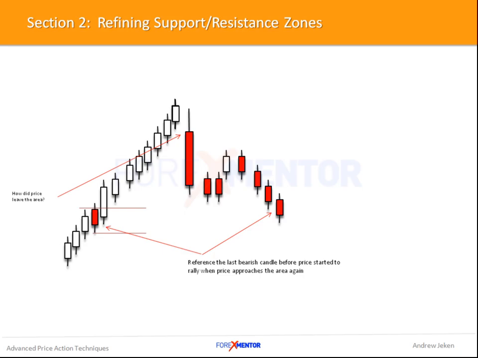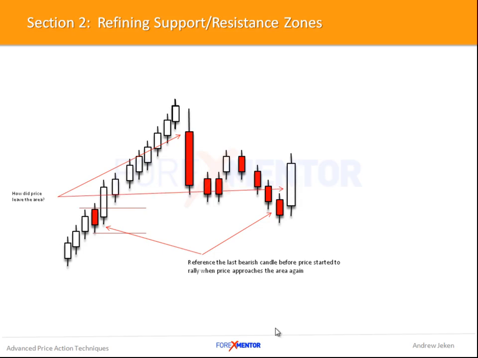Here again, reference the last bearish candle in this up leg before price started to rally, for when price approaches that area again. You can see price was in an uptrend, consolidated very briefly, and then took a nice break out of the level and never came back. Same situation here. We dropped nicely away from this area, and you can see price is now coming back down to this level. So this candle right here is what you want to pay close attention to.